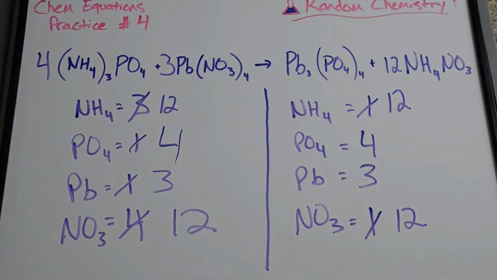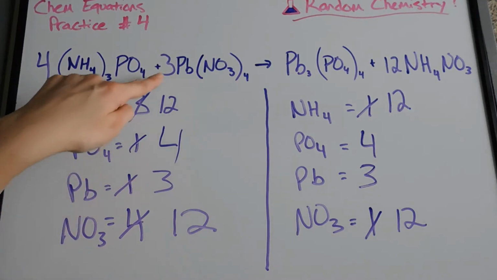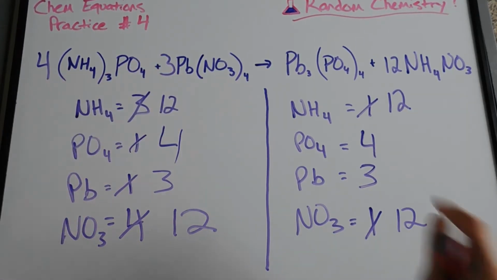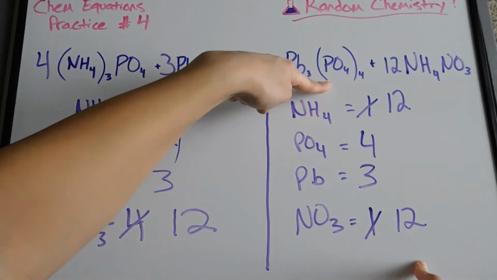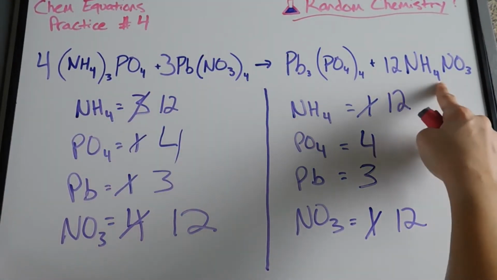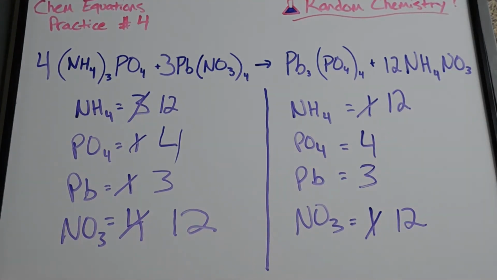All right, now let's double check our equation. 4 times 3, 12. 4 times 1, 4. 3 times 1 is 3. 3 times 4 is 12. We have only 3. PO4, we have 4. 12 times 1 is 12. 12 times 1 is 12. This equation is now balanced.